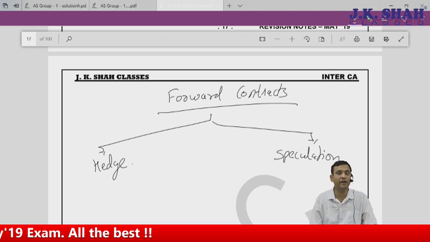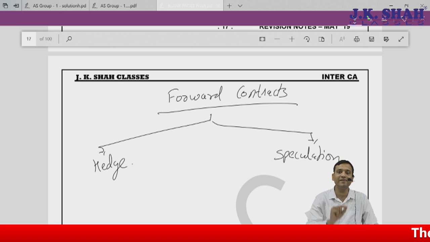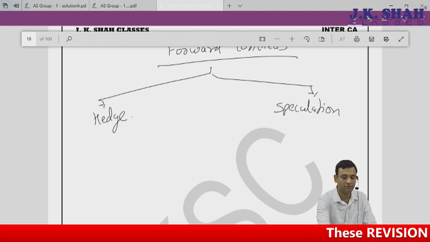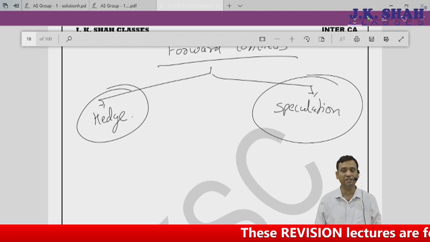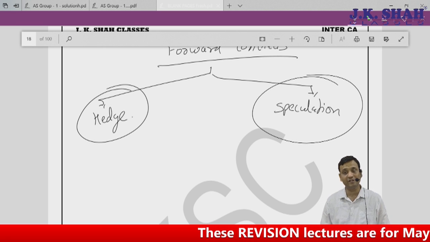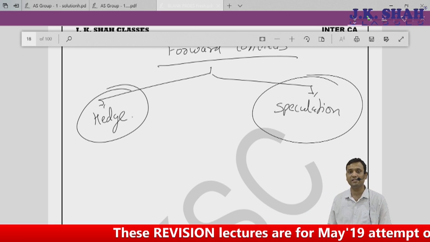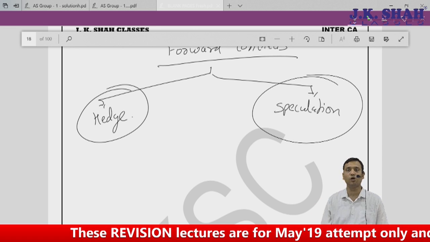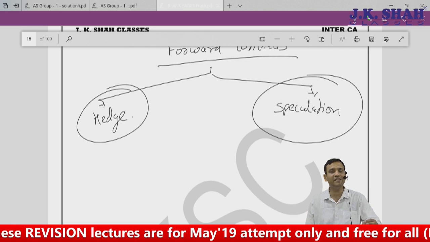So what is a forward contract? Forward contract is a contract entered today to exchange foreign currency on a particular date at a particular rate. That is nothing but a forward contract. Now this forward contract is done for the purpose of either hedging or speculation. If it is hedging, it means I want to protect, I have a receivable or payable, so I enter into a forward contract. If I neither have a receivable nor a payable, and I still enter into a contract, then it is referred to as speculation. I want to make money from changes in exchange rate.